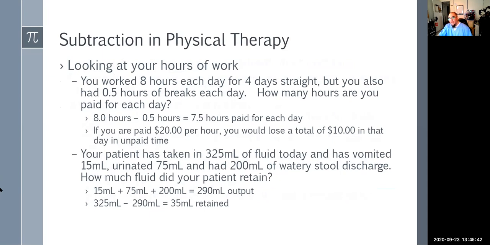But here you work for 8 hours. We subtract out that half hour. You're getting paid for about 7.5 hours for that day. If you're paid $20 per hour, you'll lose about $10 in that unpaid time. That can add up, right? If you're only working a 4 day week, that's $40. I don't know about you guys, but I can do some things with $40.